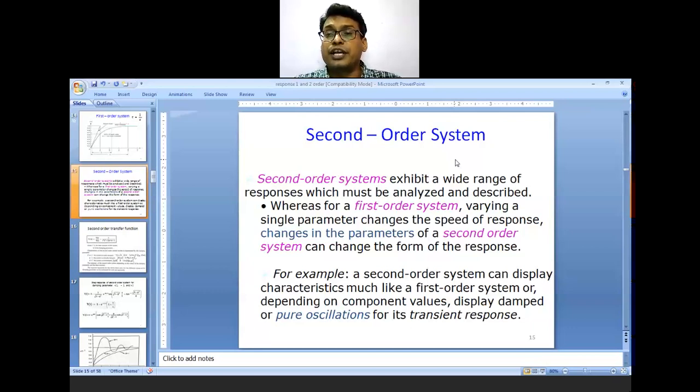that is 1 upon tau s, the time constant factor; the first order system's response depends on that. But in this case the response will depend on tau as well as on phi. So depending on the values of this tau and phi, the response is going to vary. And that is why it becomes more and more critical for the second order system to analyze. So changes in the parameters of the second order system can change the form of the response.